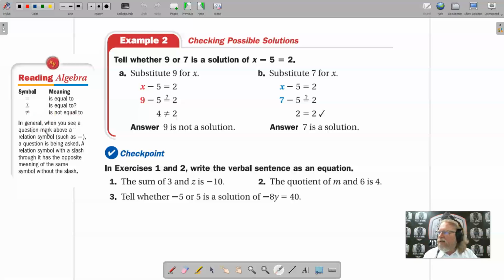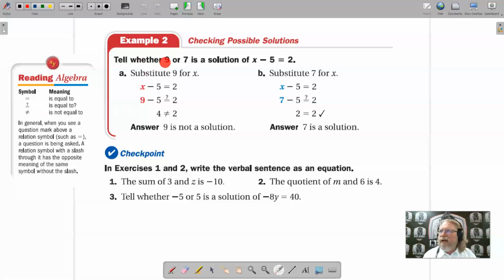So in general, when you see a question mark above a relationship symbol, such as an equal sign, a question is being asked. A relation symbol with a slash through it has the opposite meaning of the same symbol without the slash. So without the slash means equal to, and the opposite of equal to is not equal to. So that's the one with the slash through it.